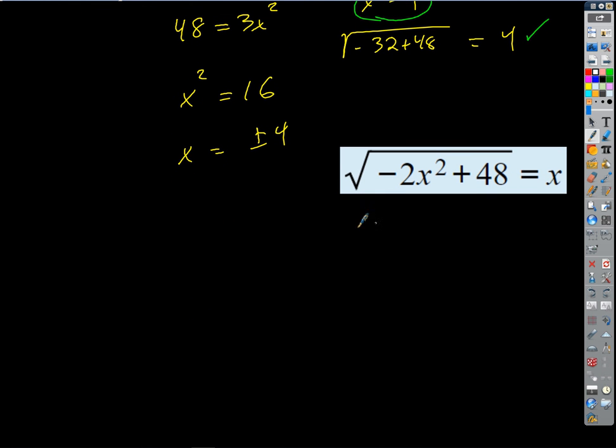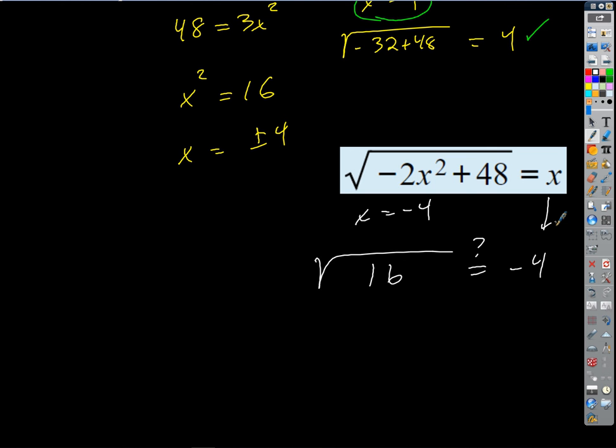So now if we try x equals -4, if I plug that in, I'm going to get the same thing over here, aren't I? Because I'm going to -4 squared is the same thing as +4 squared, 16. So I get -32 plus 48. That's the square root of 16. Is that equal to -4?